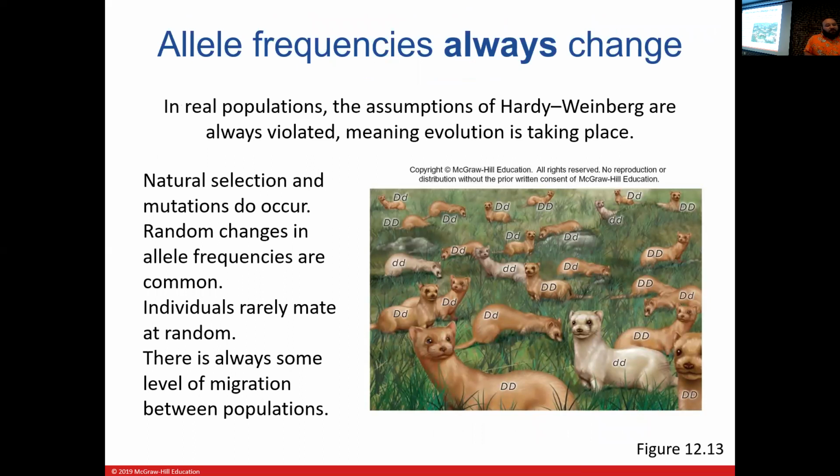And like I mentioned, allele frequencies always change. So in real populations, the assumptions of Hardy-Weinberg are often violated, meaning that evolution is taking place. As a result, natural selection and mutations do occur. Random changes in allele frequencies are common, and individuals rarely mate at random. There's always some level of migration between populations. All of these things are being broken, and as a result, we get different results.